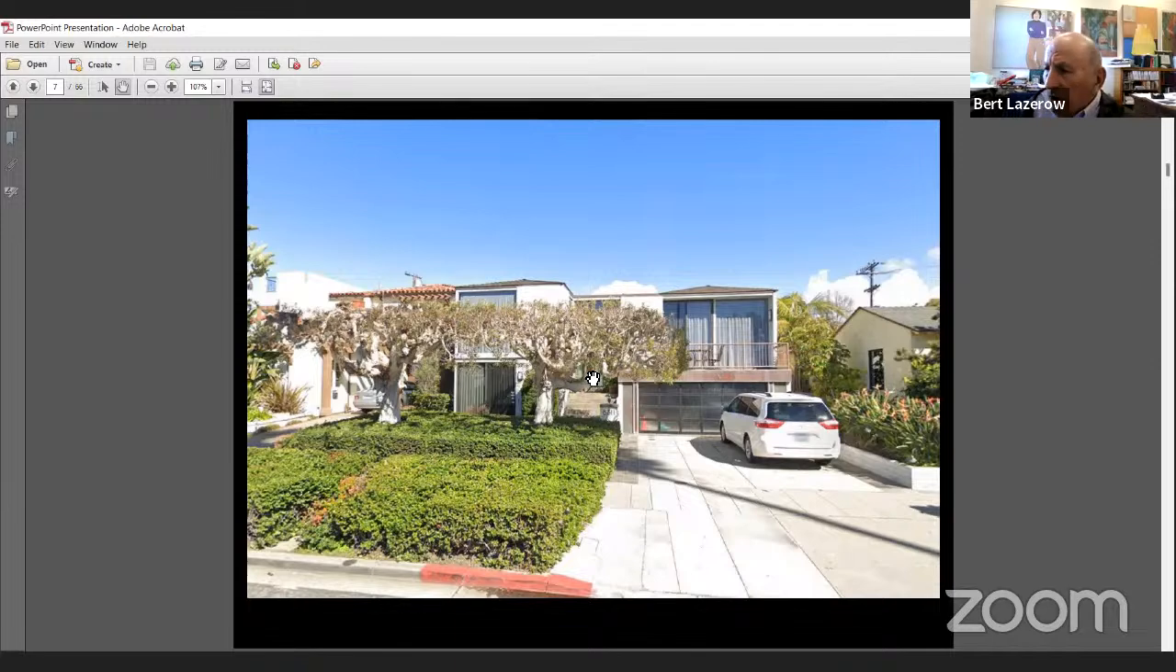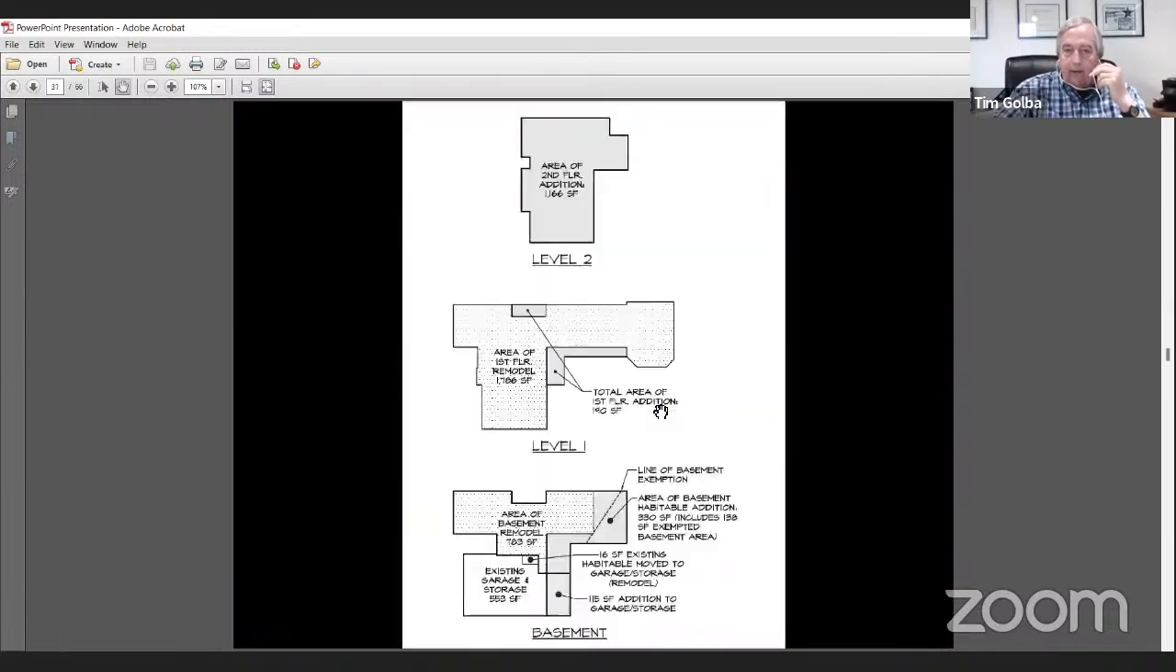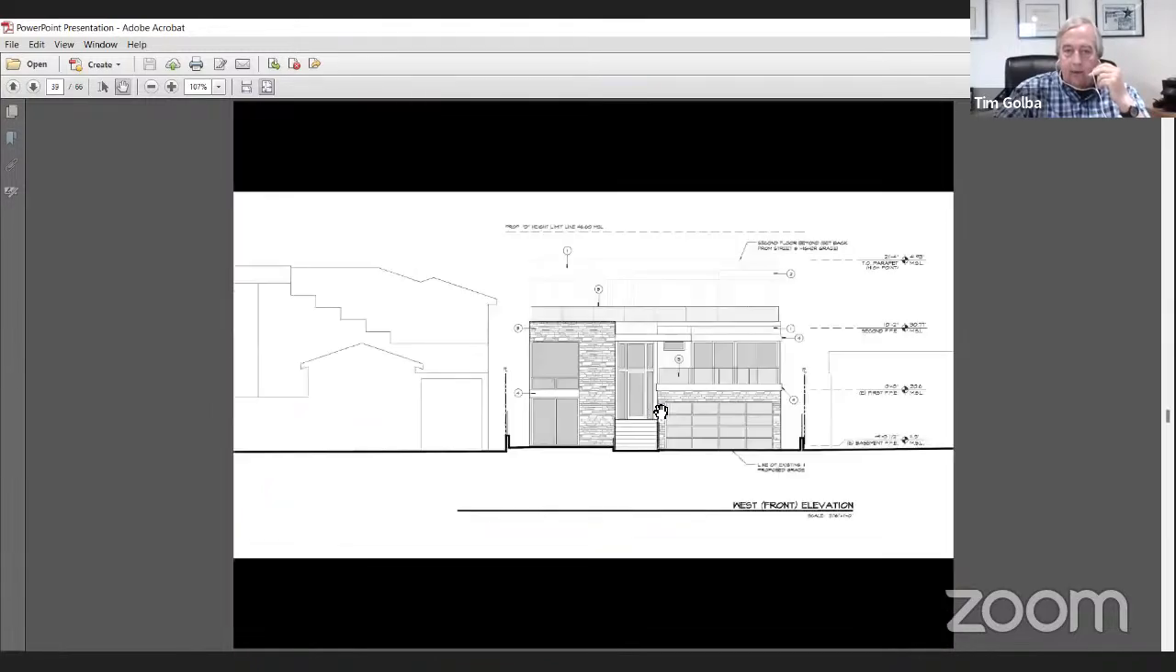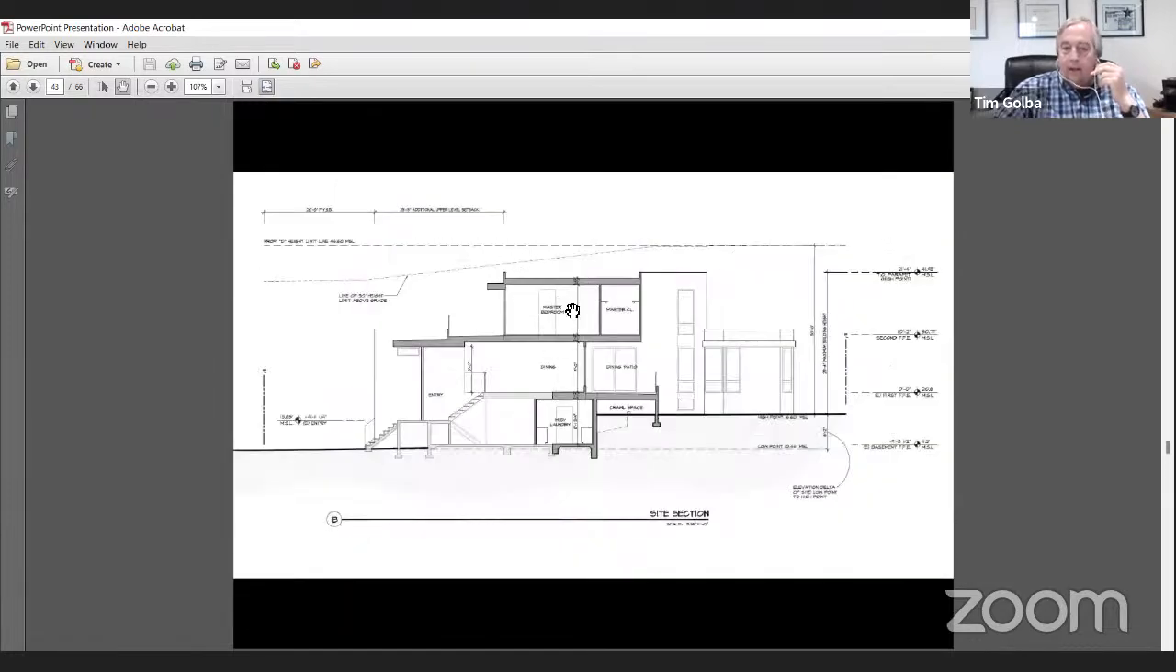And where does the second story go? It's well back in, let me go to the plans. That'll be easier to see because I think it's on this section we actually put it. Right there. So this new upper level is well back here. That's, I believe, 27 feet beyond the front setback. So 47 feet from the property line.